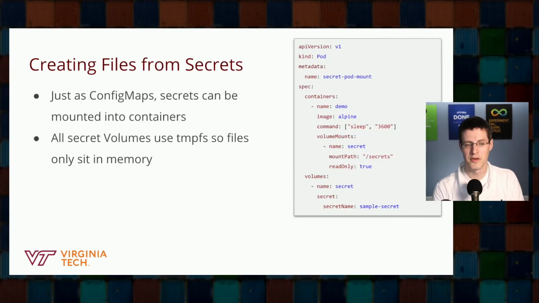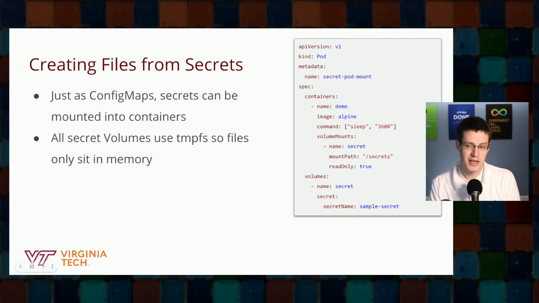Now, just like in config maps, I can create files from secrets as well. The only difference is that the volume looks a little different. So now this little USB drive that I talked about for config maps, instead of populating it from a config map, I'm going to populate it from a secret. And in this case, I'm going to say secret name is sample secret.